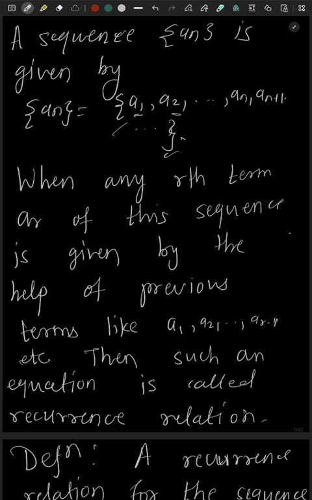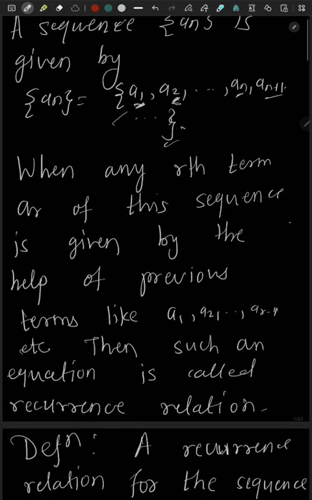Now the condition here is that the a1 term comes first. The 1 denotes that it is the first term, the 2 denotes that it is the second term. Similarly, if a3 is there, then 3 denotes that it is the third term, and so on. n denotes that it is the nth term, n plus 1 denotes that it is the (n+1)th term, and similarly if a_r is there, then it denotes that a_r is the rth term.